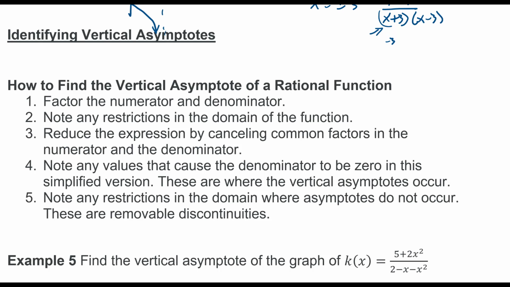Let's talk about vertical asymptotes, more about that. We talked about them in the descriptions or properties of rational functions. Now we're going to talk about vertical asymptotes in terms of calculating them. So, how to find the vertical asymptote of a rational function.